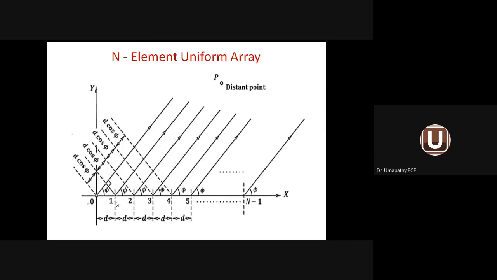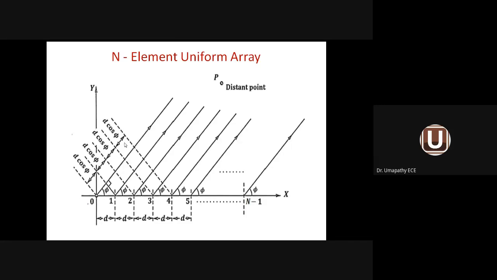We have two axes, x and y. The number of antenna elements equals n, which means 0 to n minus 1 points are available. 0 is the origin. This is the distant point P where we are going to calculate the total electric field strength ET. First antenna element, second, third, 4, 5 are shown here. The distance between the antenna elements is small letter d. You can see the angle between the radiation and the x-axis equals phi.